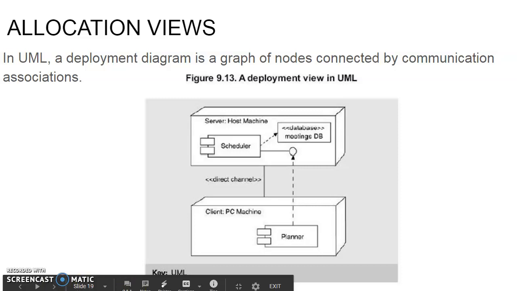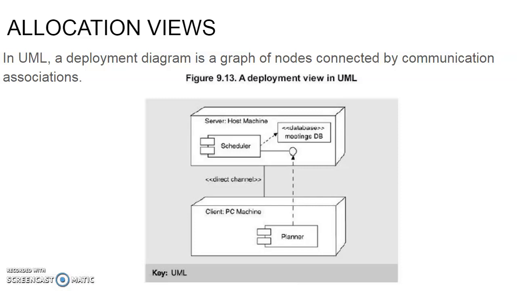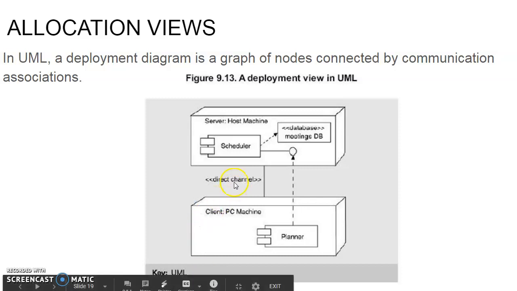The last one is the allocation view. We can see deployment diagrams here, which communicate with the environment, and our work assignments come under the allocation view. In UML, a deployment diagram is a graph of nodes connected by communication associations. So for that we use the deployment view of UML.